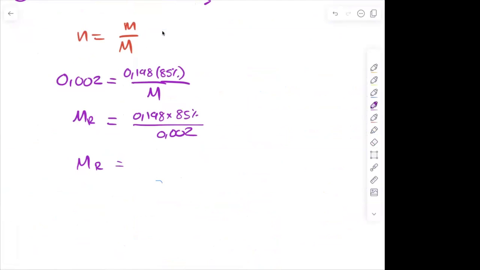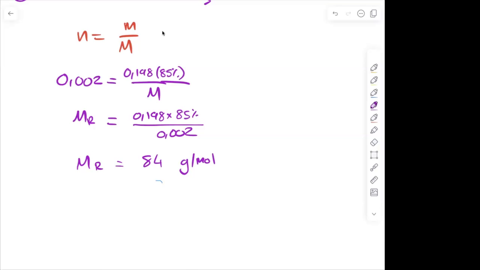0.198 times 0.85 divided by 0.002. And then you should get an answer very close to 84 grams per mole. Awesome. Yeah, 84.15 grams per mole. It's an answer that you should get. And then let's quickly work out what makes up that 84, since it has got to come from a number of things, right?